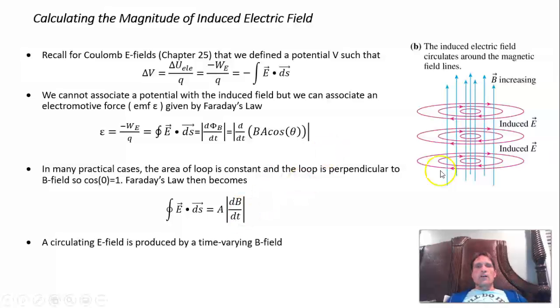So in other words, a magnetic field that changes with time, in other words, dB/dt is not zero, induces a circular electric field around the loop.